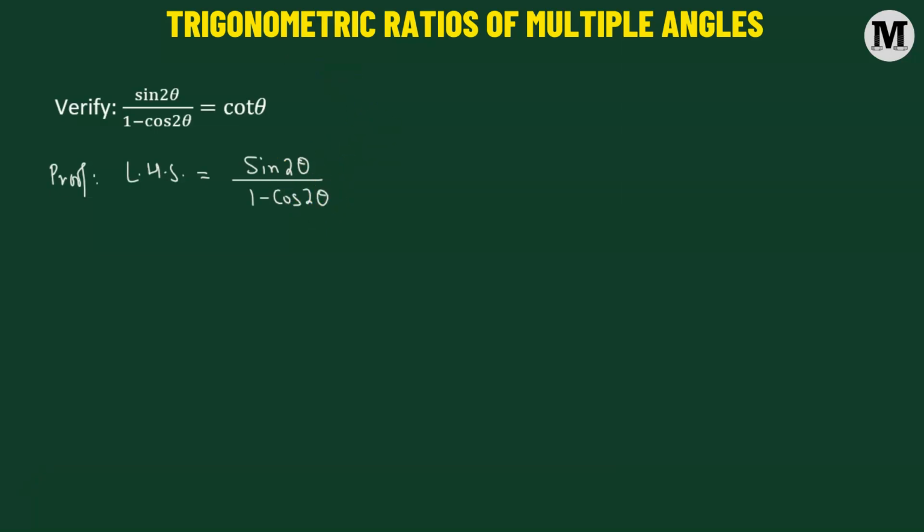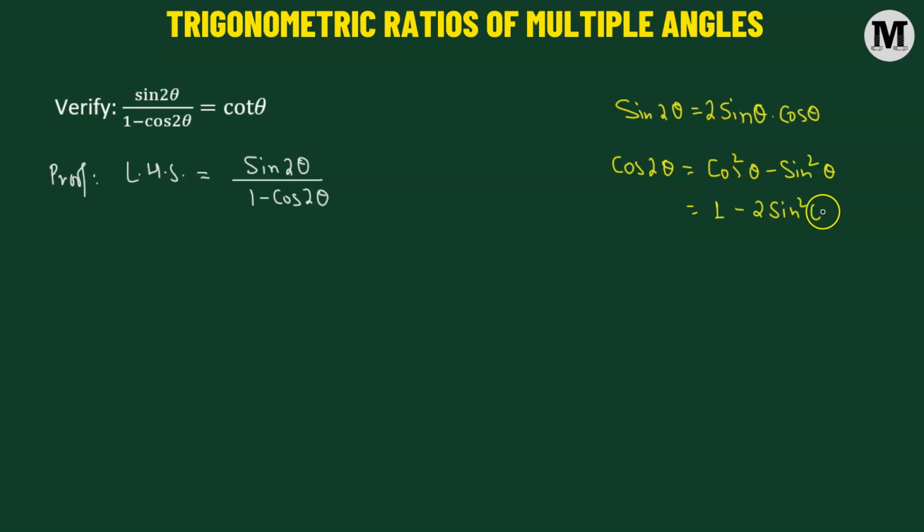Now we can expand sine 2 theta because there's a trigonometric ratio of multiple angles. We have sine 2 theta given by 2 times sine of angle theta times cosine of angle theta. And cosine of 2 theta can be expressed as cosine squared theta minus sine squared theta. We also have one form which is 1 minus 2 times sine squared theta, and a third form given by 2 times cosine squared theta minus 1.